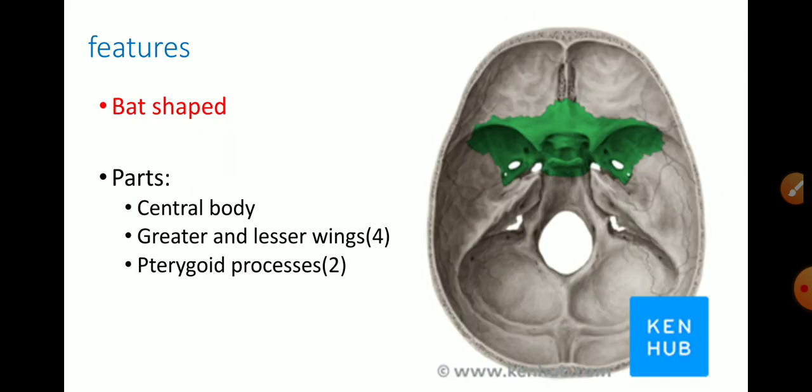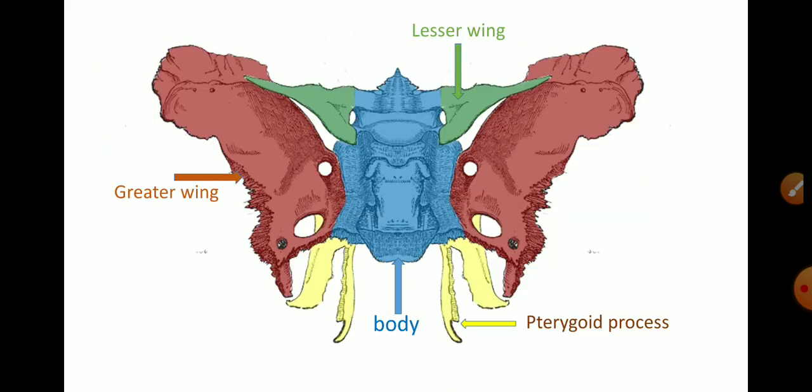So the shape of the sphenoid, it resembles a bat with its wings stretched out, and it has a central body, 4 wings, the 2 greater wings and the 2 lesser wings, and 2 pterygoid processes. In this figure you can see the body that is represented by the blue shaded area, the 2 lesser wings, the green shaded area, the greater wings, the brown shaded area, and the 2 pterygoid processes represented by the yellow shaded area.